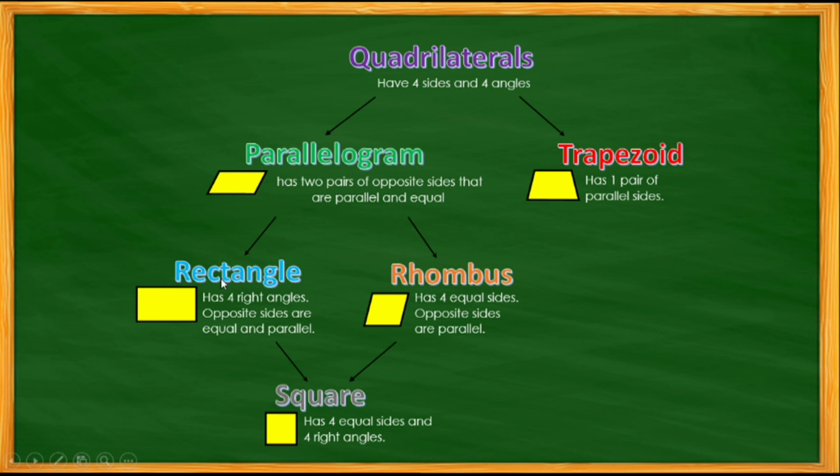A rectangle has four right angles, and opposite sides are equal and parallel. Then a rhombus has four equal sides, and opposite sides are parallel. And under the rectangle and the rhombus, we have a square. A square has four equal sides and four right angles. So, what conclusion can we draw from the graphics?